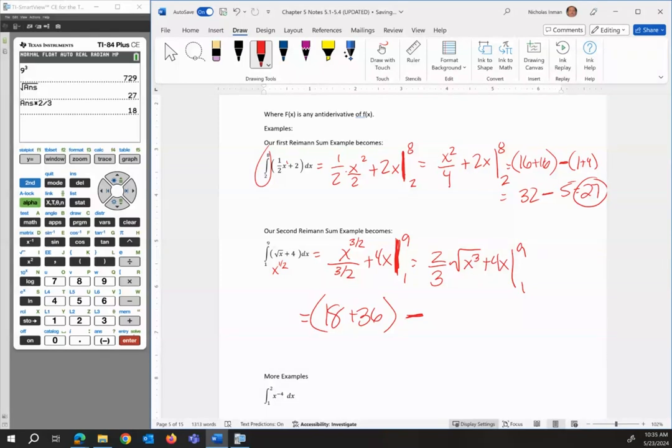1 cubed is 1, square root of 1 is 1. So here I have 2/3 plus 1 times 4 is 4. 18 plus 36 is what? 54 minus 4 and 2/3 would be what? 49 and 1/3, which is 148 thirds.